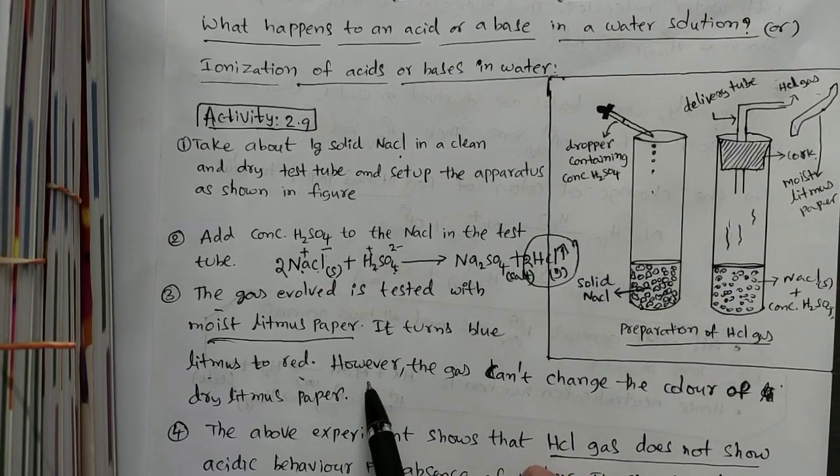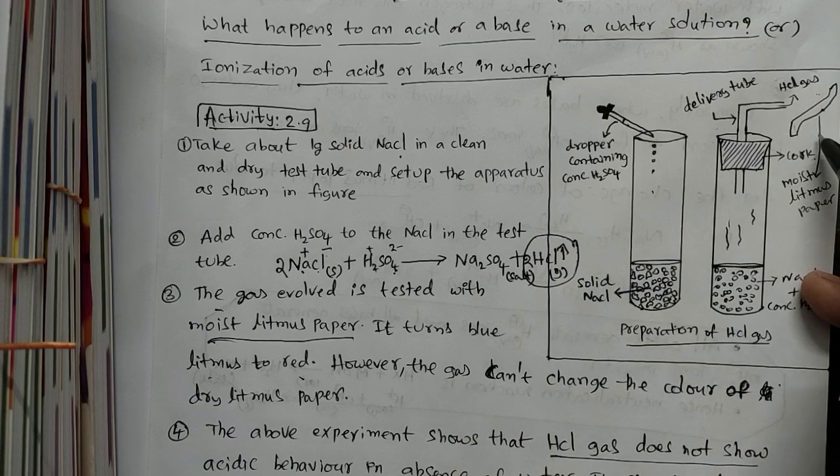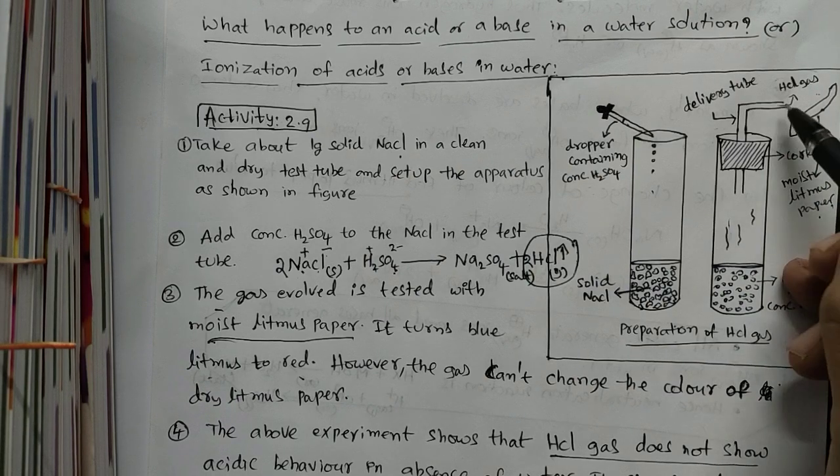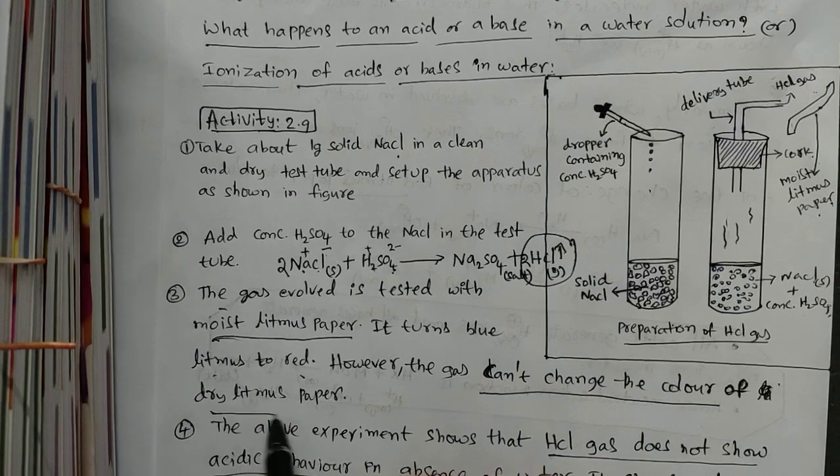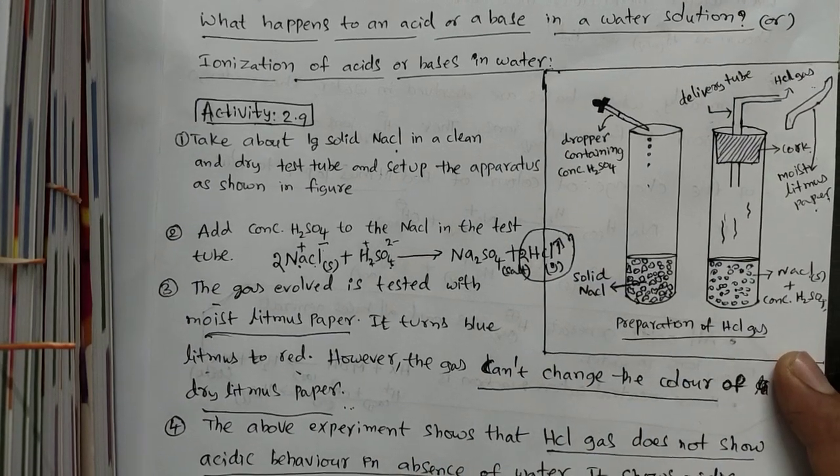However, the same gas is tested with a dry litmus paper. Earlier, I used a wet or moist litmus paper. Now the moist litmus paper is replaced with dry litmus paper. So in this case, what could be your finding? There is no color change observed with dry litmus paper, though the same HCl gas is used. What could be the reason for that? The gas cannot change the color of the dry litmus paper, right? So what is the difference?